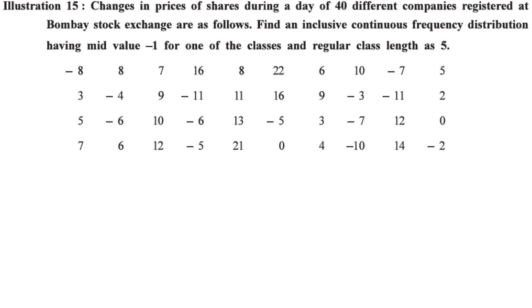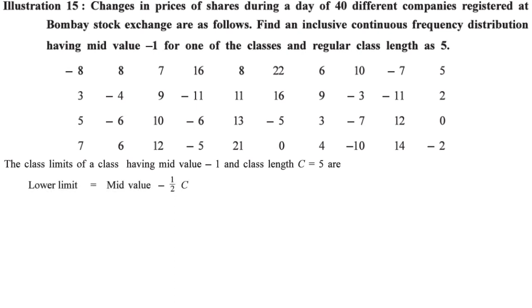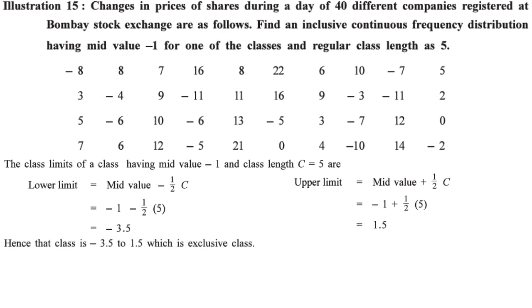Now we need to create classes which have a class length of 5, and one of the classes has a mid value of -1. We are going to find the class for which the mid value is -1, with class length 5. We know that calculating the lower boundary point and upper boundary point from the given mid value needs this formula, that is mid value minus half of the class length. So -1 minus half of 5 is -3.5. Similarly, the upper limit will be mid value plus half of the class length, that is -1 plus 2.5, that is 1.5. So the class which you will get is an exclusive class.